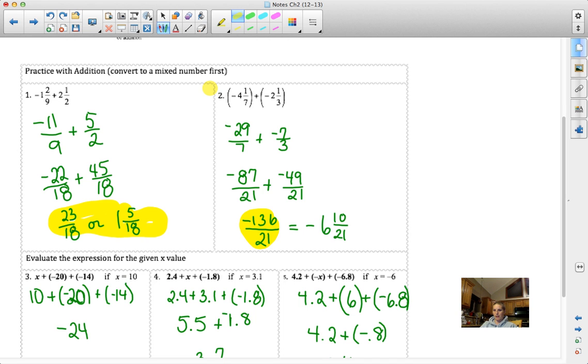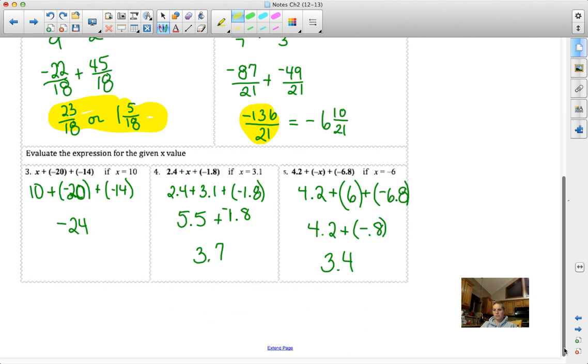So again, some more practice problems down here with addition and subtraction, or really just addition. Check over your work. If you have questions over any of those problems I didn't talk in depth about, make sure you ask me about those in class so we can go over them together on the board.